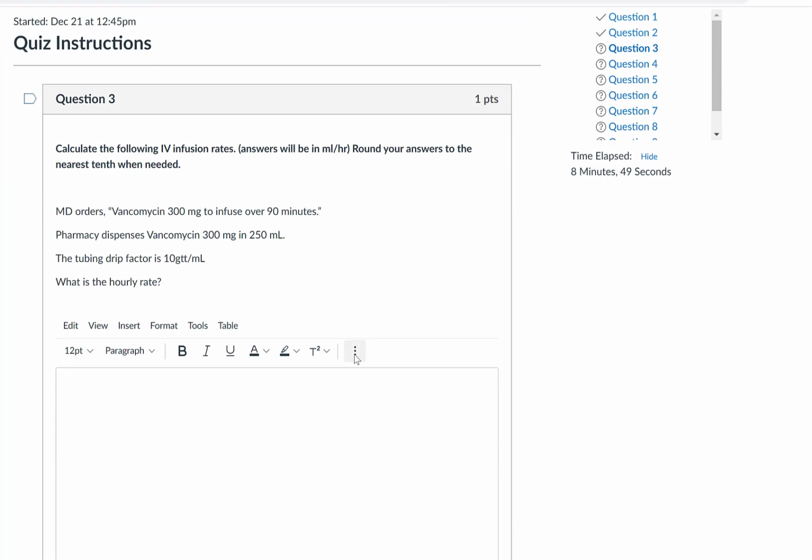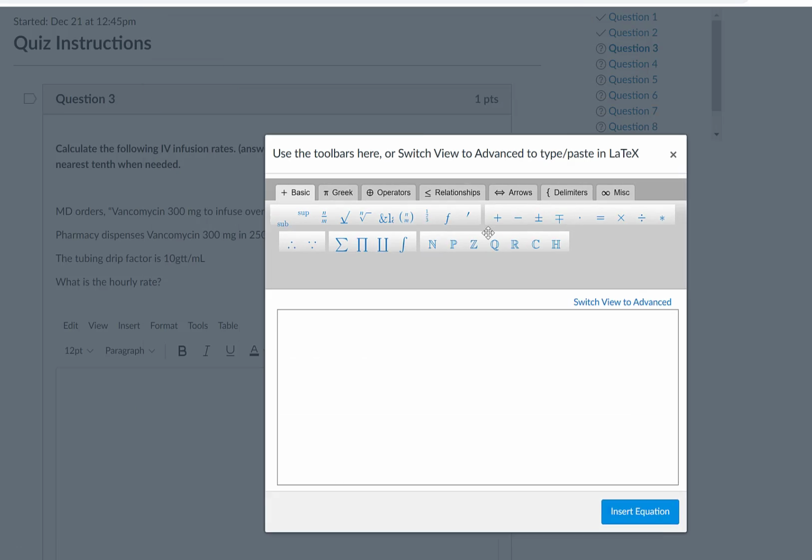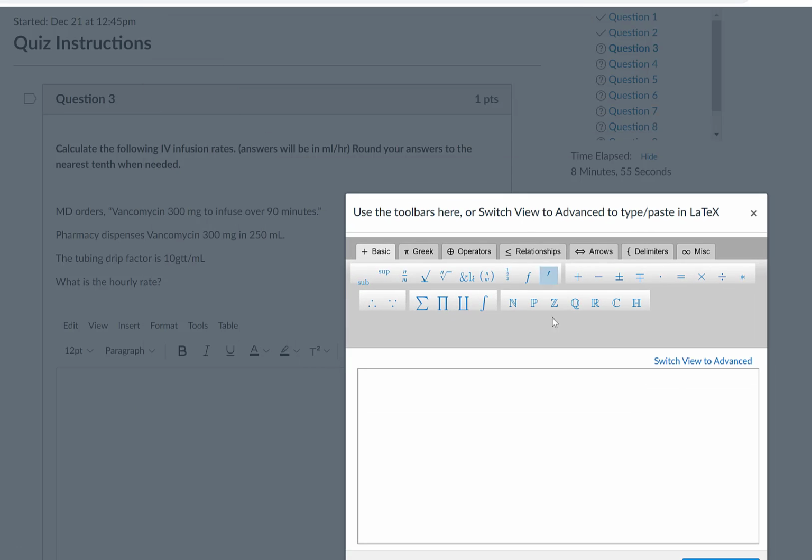Same thing is going to happen. You're going to hit more. You're going to hit your equation. Move your equation out of the way so you can read it. Start out with your first equation, and you want to know what you're doing. IV infusion rates, hourly rate. It is mLs per hour.